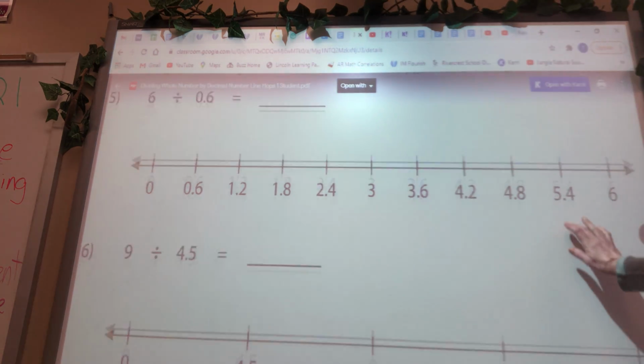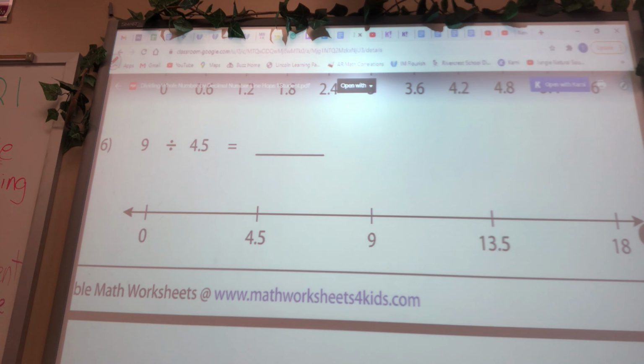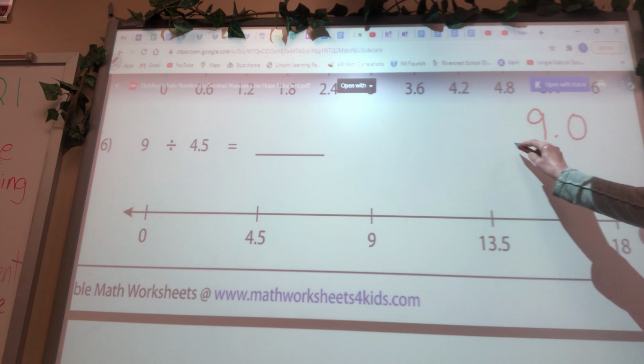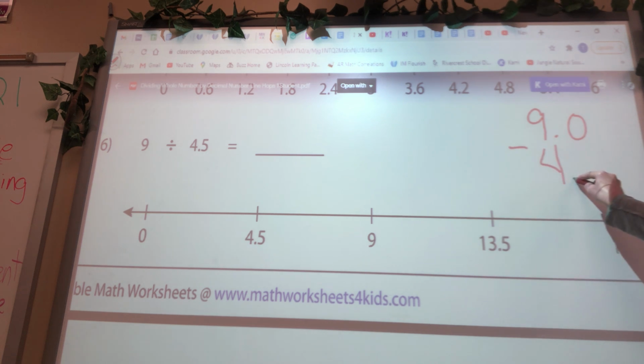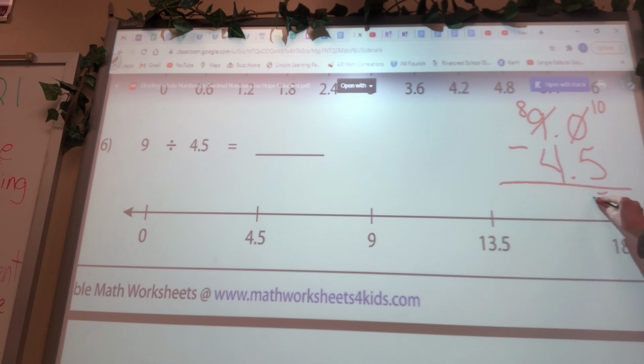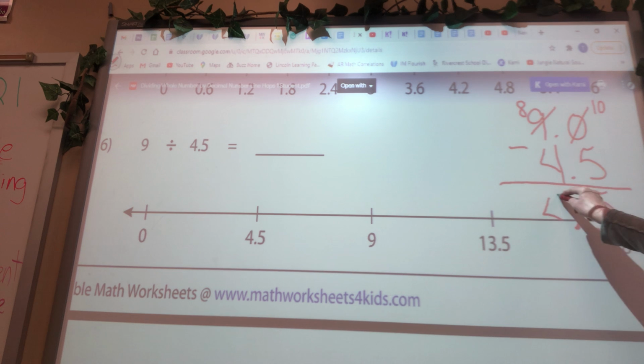And the last one, if we start with 9 whole ones, and we subtract, because we're dividing it up into sections of 4.5. We can't take 5 from 0, so we would have to borrow from the 9. He borrowed a whole multiple of 10. 10 minus 5 is 5, decimal place. 8 minus 4 is 4.